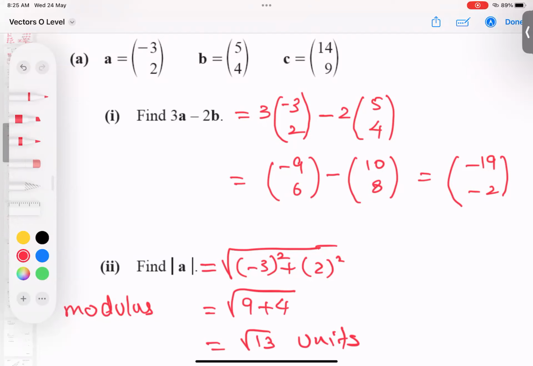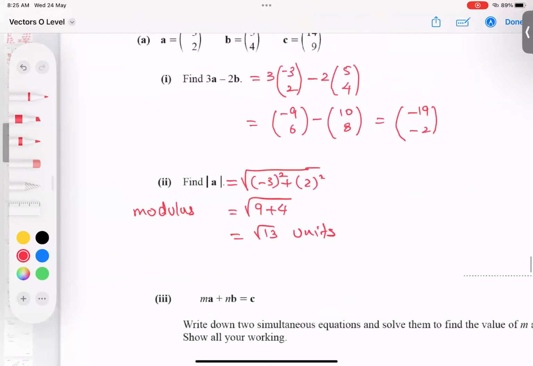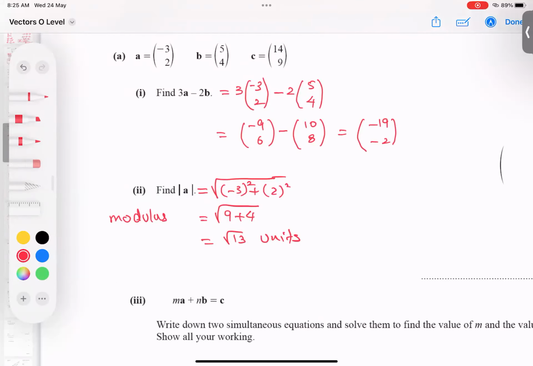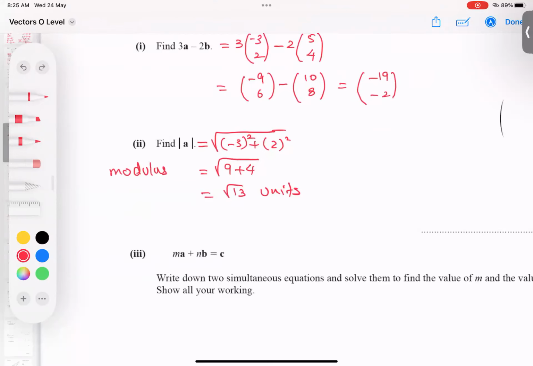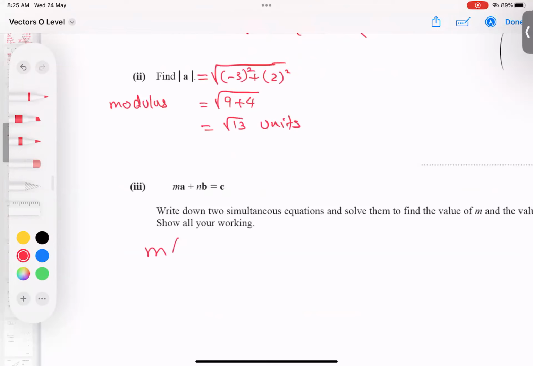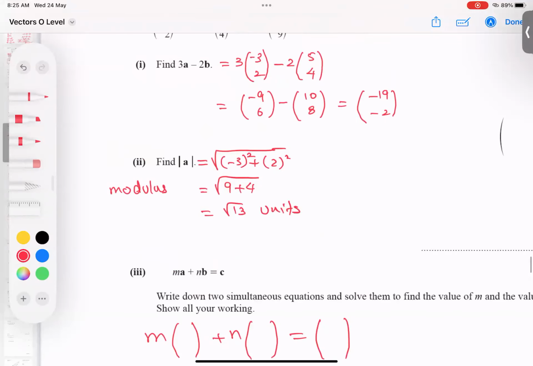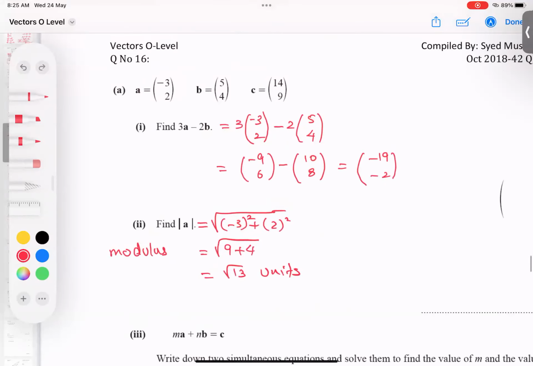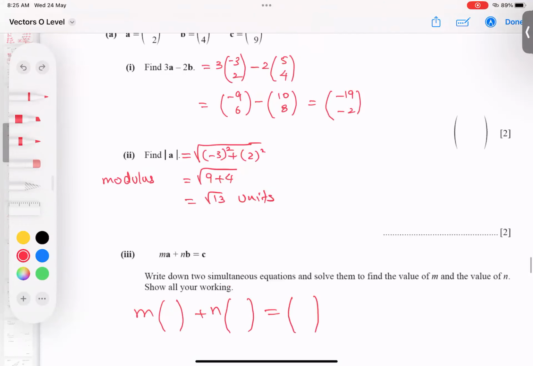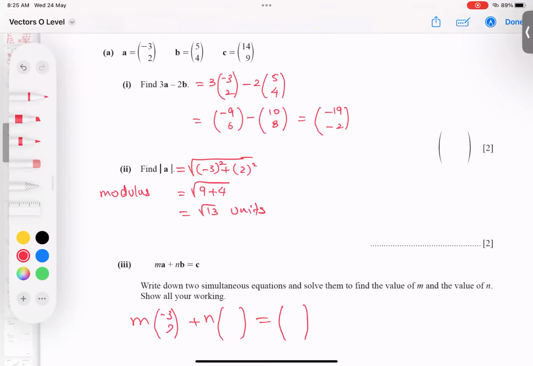And afterwards, the next part is, he mentioned here that MA plus NB equal to C. So let's see how we can do this one. MA, A here, NB here, and C here. I have to plug in the A value, negative 3, 2. So I'm writing here, negative 3, 2. Where does the B value come from? 5, 4. And the C value comes from here, 14, 9.